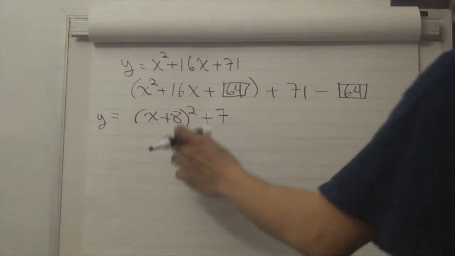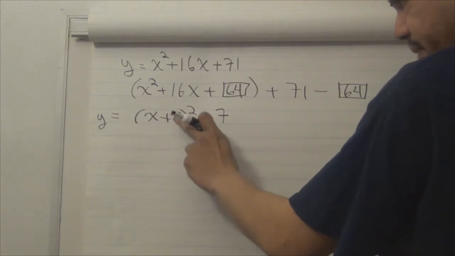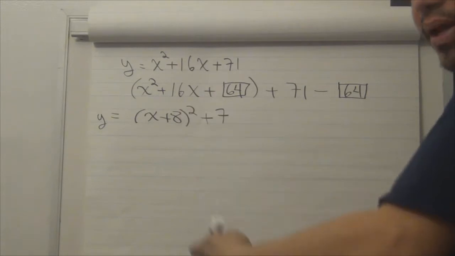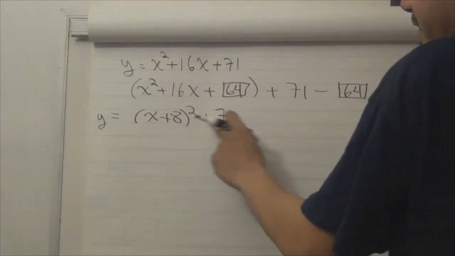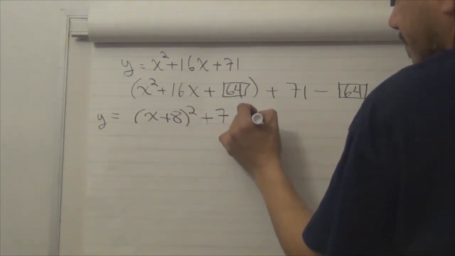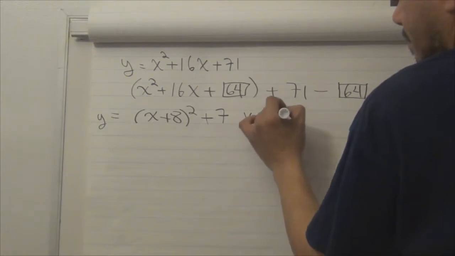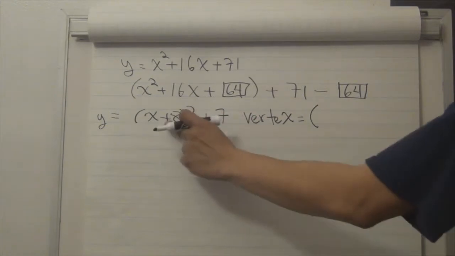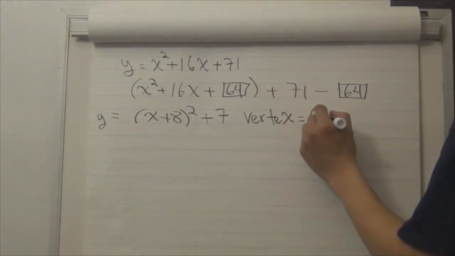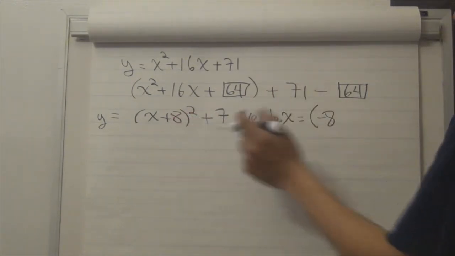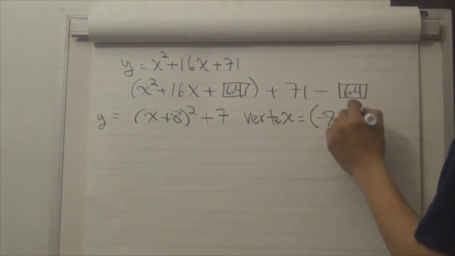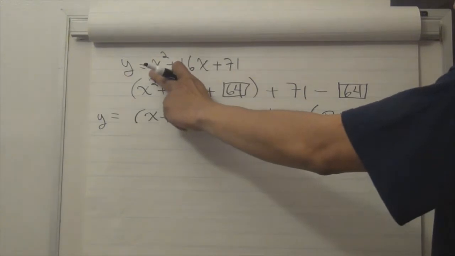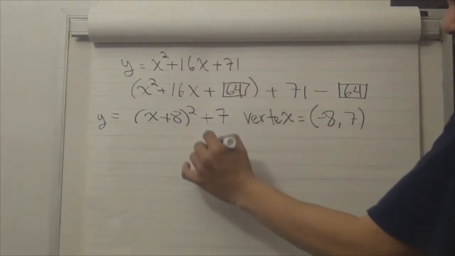Alright? And now look. The axis of symmetry is 8. Meaning that that's the line that's going to chop the parabola in half. And the vertex equals, okay, negative 8, because remember I said the opposite. Comma 7.